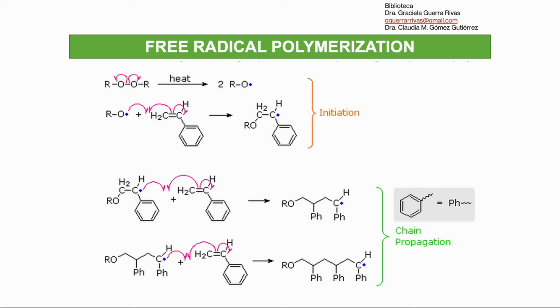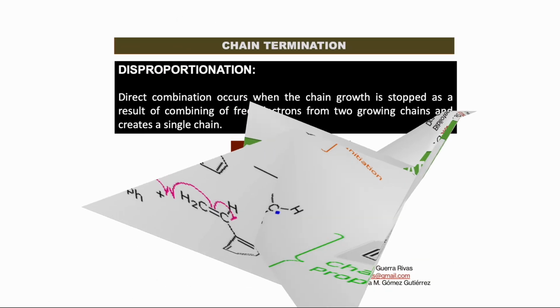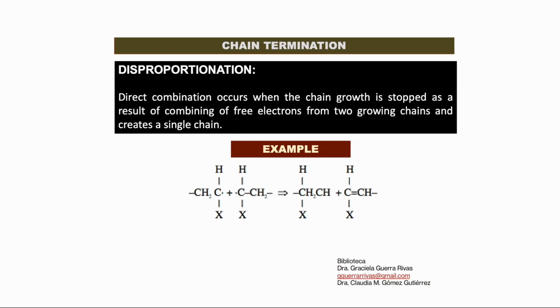Chain termination. In this phase, the process of chain growth terminates, stops. Fundamentally, the addition process will continue until all the monomers in the system are consumed. Controlling the supply of the polymer monomers could control the total chain length. However, the chain growth usually stops by direct combination or disproportionation. Direct combination occurs when the chain growth is stopped due to combining free electrons from two growing chains and creating a single chain.